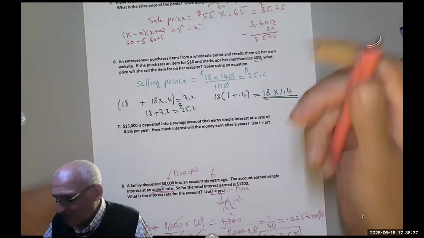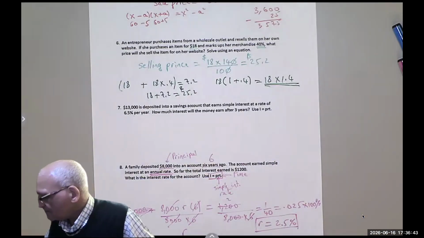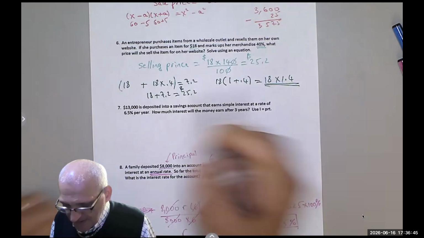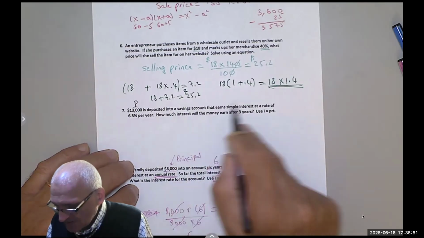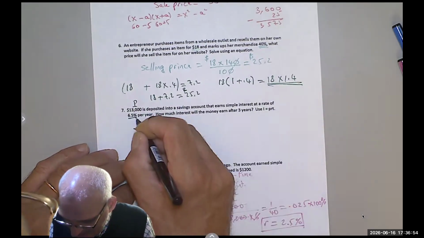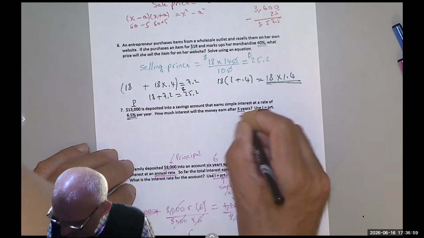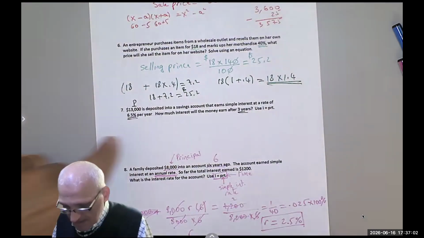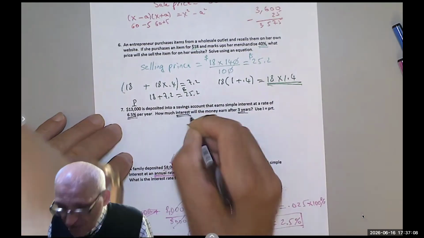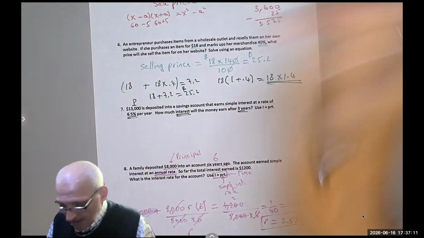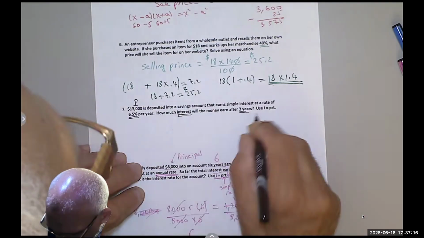Okay, I mean, since we did all of that, why leave the last one? Last one says, here you have $13,000, that's the principal, deposited into a savings account that earns simple interest at a rate of 6.5% per year. How much interest will the money earn after 3 years? Because 3 is in years, and this is in years, there is nothing to do. They don't want to say how much will be in your account, but how much the 13,000 increases by.